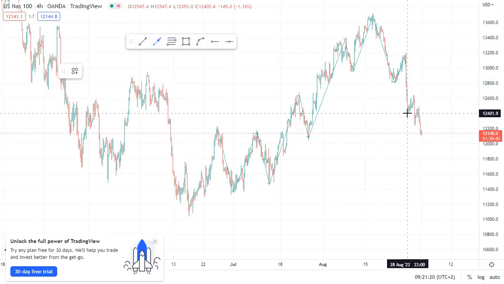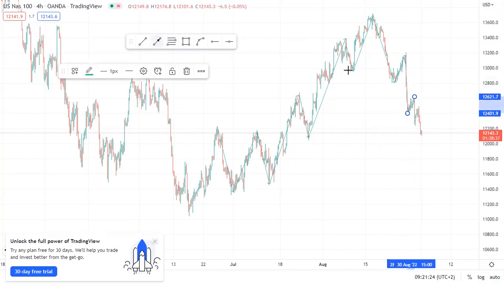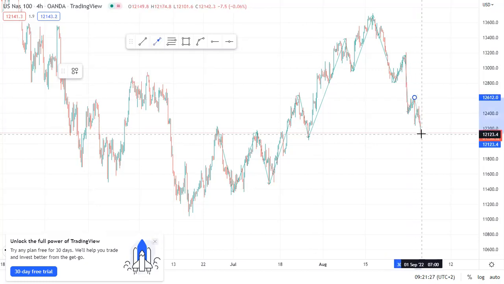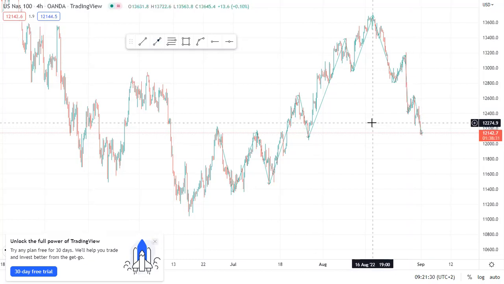So that is pretty much market structure, guys. As long as you're able to spot these lower highs and lower lows, and higher highs and higher lows, then you are good to go. You understand? You are good to go. That is basically market structure explained. Okay.